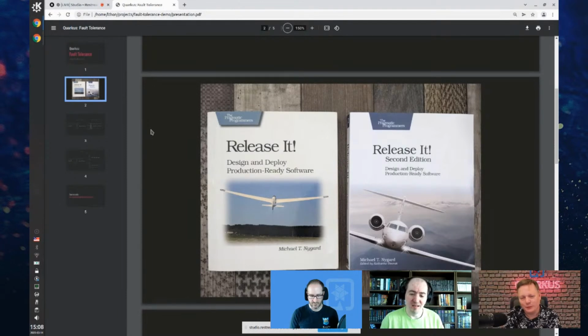But maybe before we see the annotations, what is fault tolerance? What's fault tolerance in the context you are thinking about this? Yeah, that would be a very broad topic. Yeah, that's what I was getting at. Okay.